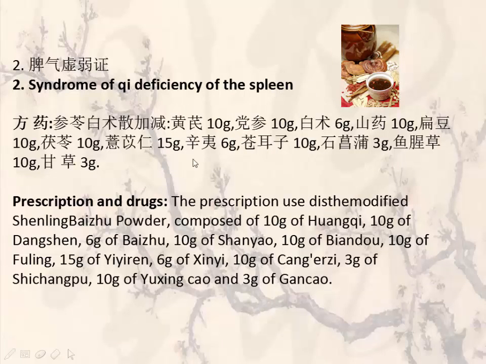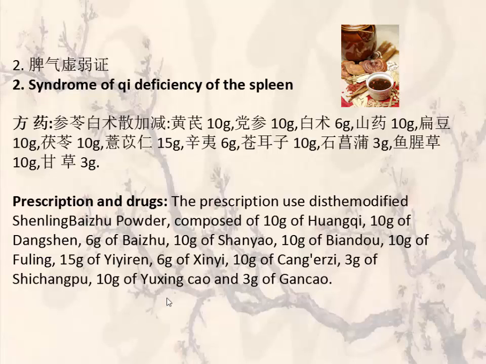Okay. Spleen qi deficiency is essentially the accumulation of phlegm systemically in the body due to an underlying spleen deficiency. The major herb formula is Shen Ling Bai Zhu San, a spleen tonifying formula. Then we add some herbs, like Xin Yi Hua or Cang Er Zi, and Shi Chang Pu, that open up the sinus congestion.